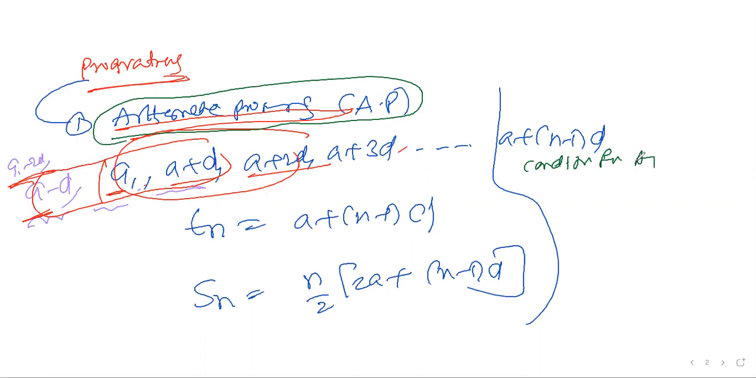The condition for an AP, for finding any AP, is that the common difference must be the same. That is T2 minus T1 is equal to T3 minus T2. Am I clear? A0, A1, A2: the common difference must be the same. That is the condition.